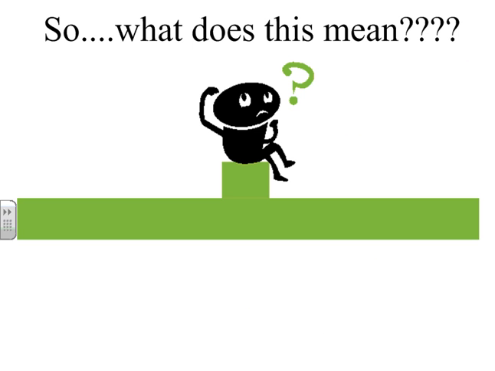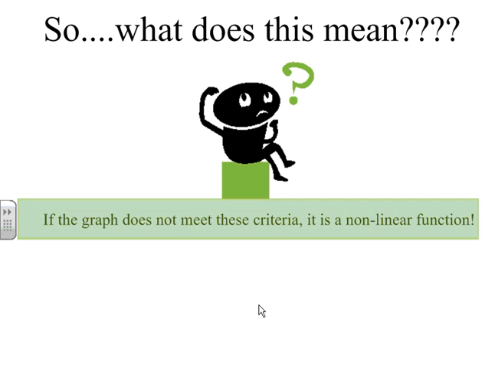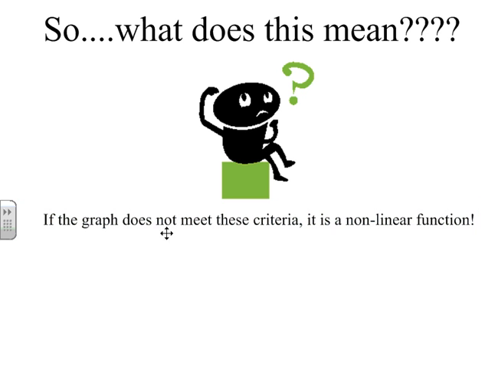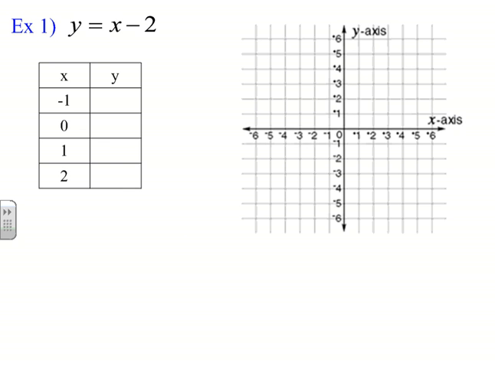Now, what does this mean? Well, it means if the graph does not meet these criteria, it is not a linear function. It is a non-linear function. So we have to remember what non-linear means. Non-linear means not a line. So if it doesn't meet it, it's not a line. Pretty straightforward. So let's take a look and see if we can graph a function and determine whether it is linear or non-linear.